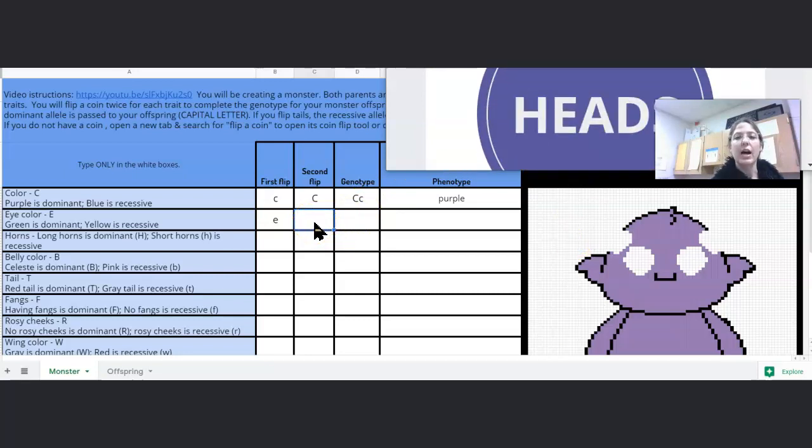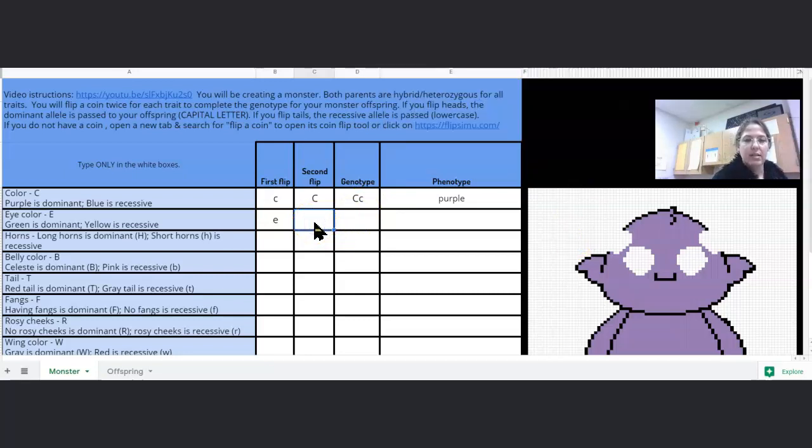We'll flip again for the other parent. Again, it's E for eye color. Heads is dominant, so it's uppercase. The genotype is capital E, lowercase e. Don't put the lowercase first. If you put lowercase first, like that, it won't work. It has to be the uppercase letter first. That's just how the sheet is set up, and the eyes will appear. And since this capital letter is dominant, green is dominant, so he has green eyes.